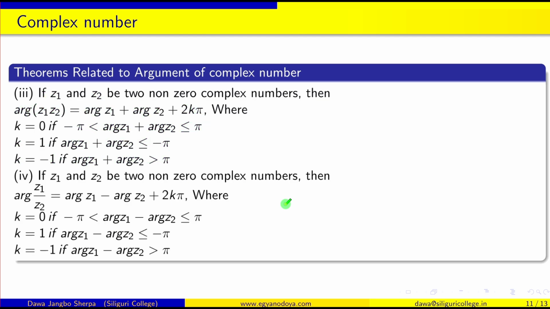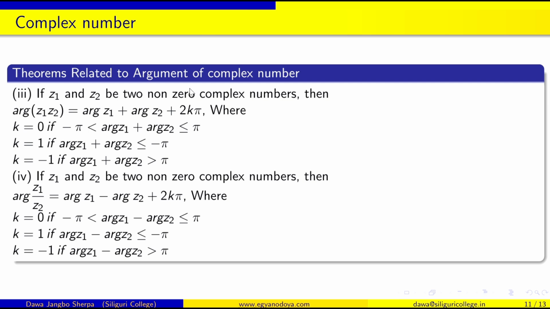Now the next theorem is for the argument of Z1 by Z2. If you have two non-zero complex numbers, then the principal argument of Z1 by Z2 will be the argument of Z1 minus the argument of Z2 plus 2k pi, where k is an integer. If I take k equal to 0, the argument lies in this range. If I take k equal to minus 1, the argument will be less than minus pi, and if I take k equal to 1, the argument will be greater than pi.